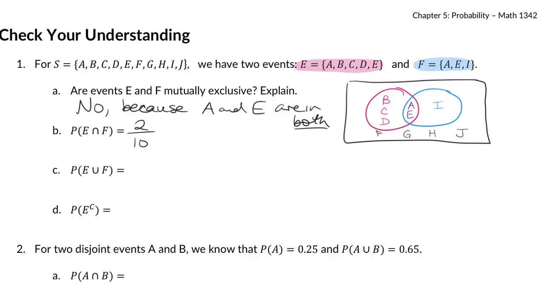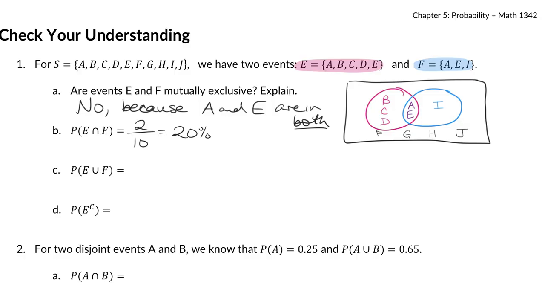10, which means this is a 20% chance that I would pull out of sample space S something in E or F. Sorry, E and F. Speaking of or though, part C is my or statement. This is the one that requires us to do a little bit of work. The formula is add the probability of E, add the probability of F, subtract the overlap.